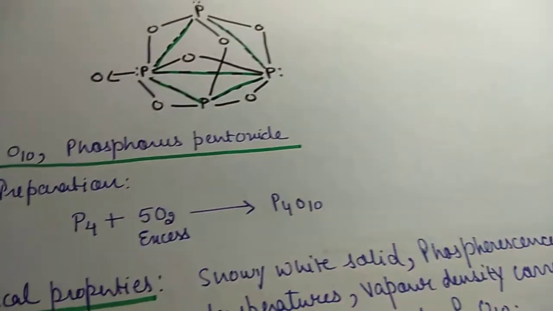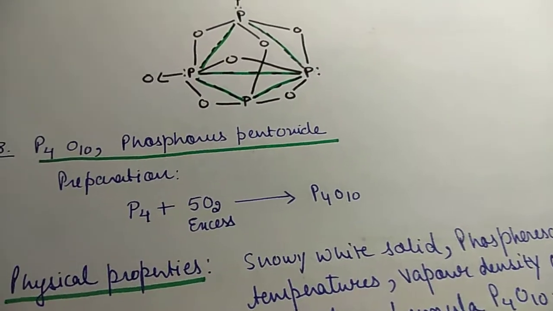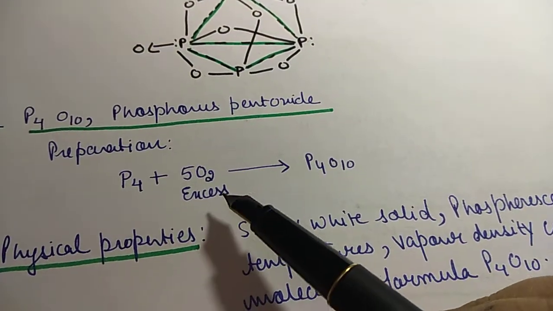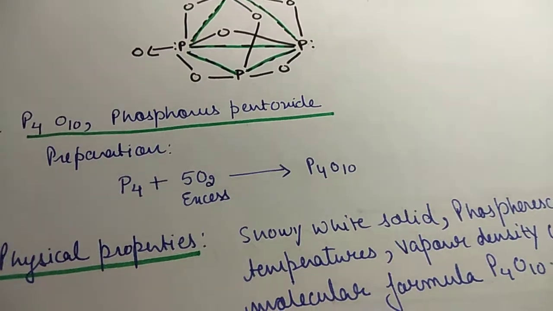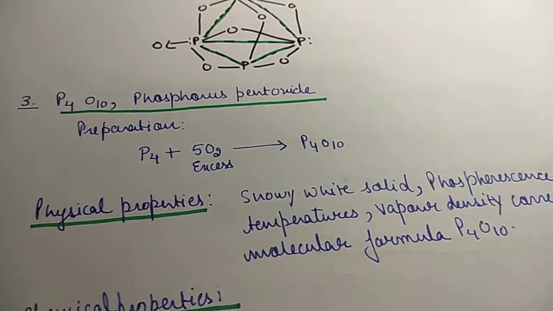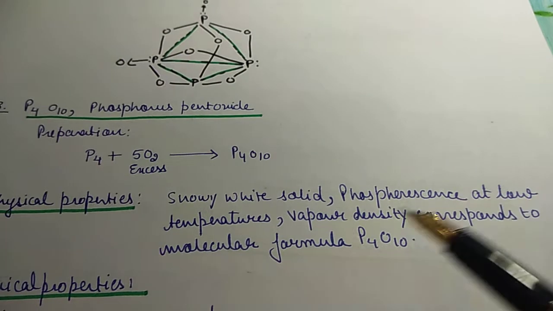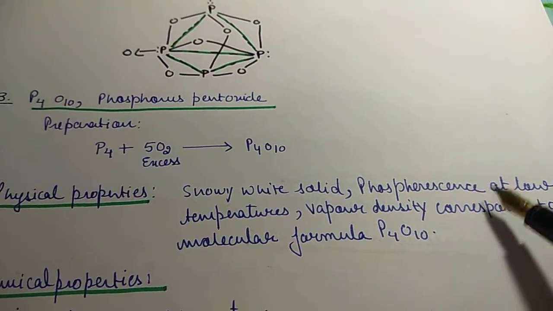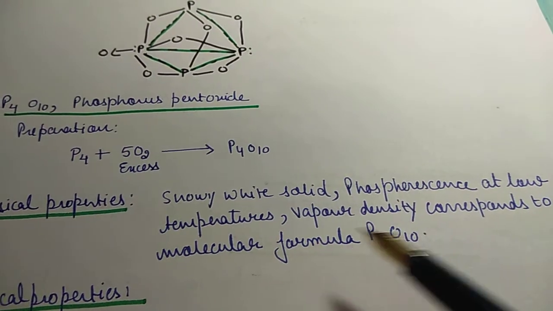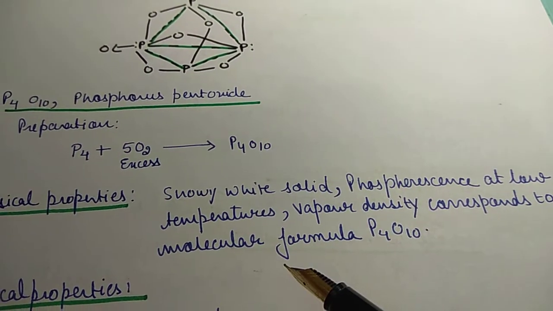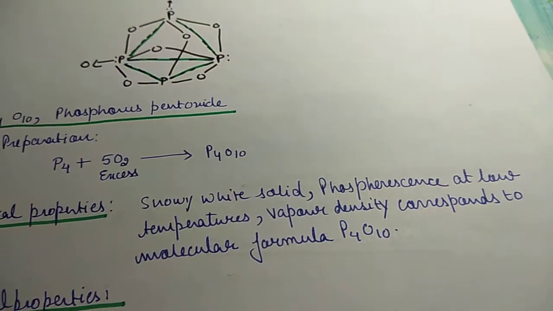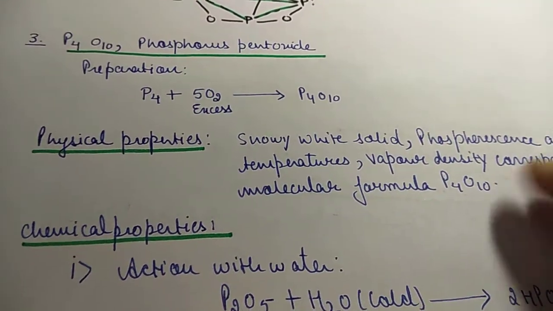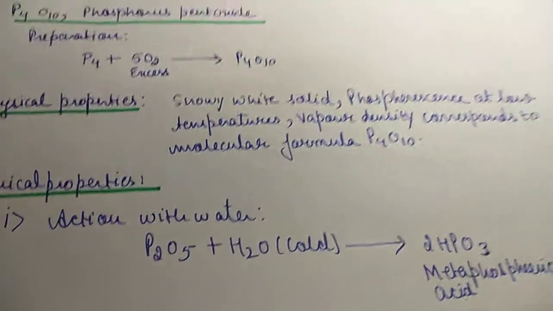Now we will study the structure of P4O10, phosphorus pentoxide. Preparation: phosphorus plus excess of oxygen will give us P4O10. Physical properties: it is a snowy white solid. It shows phosphorescence at low temperatures, and its vapor density corresponds to its molecular formula P4O10. Then we have the chemical properties.